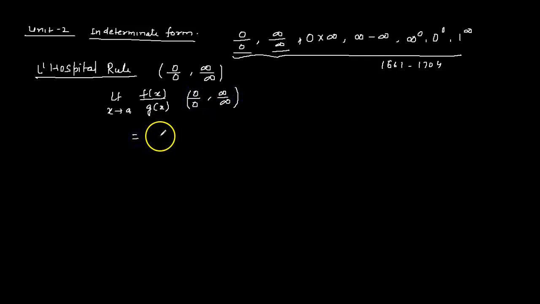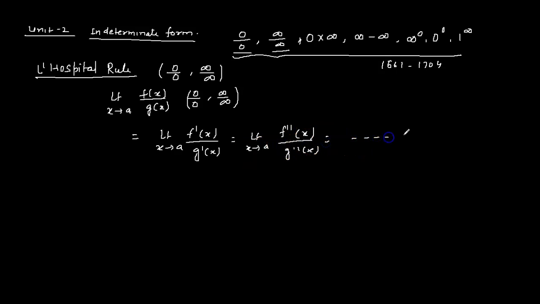And what is L'Hospital's rule here? You just differentiate the numerator and denominator separately, not u by v. Differentiate the numerator and denominator separately, and then substitute the value. Again, if you are getting 0 by 0, then again you differentiate and substitute the value of x tends to a. You keep doing this till you get a constant value. So this is L'Hospital's rule.